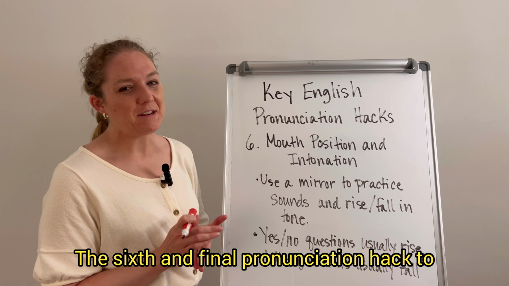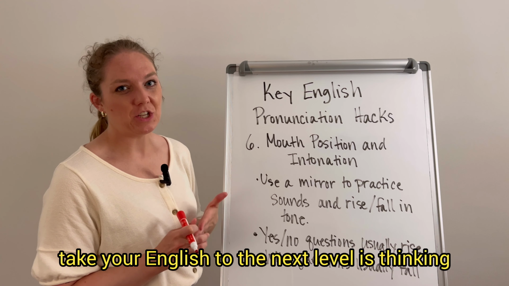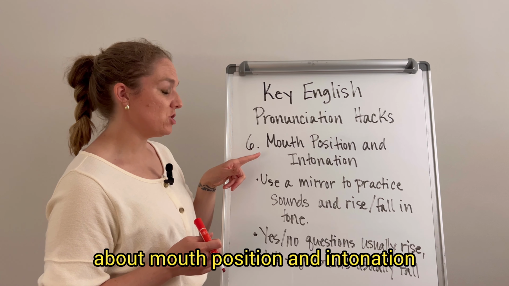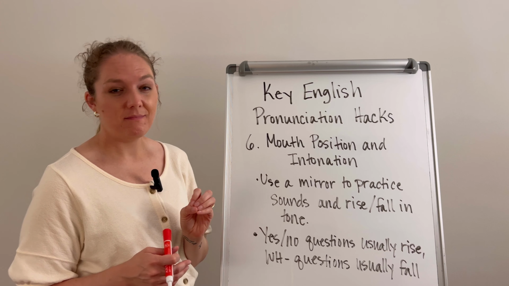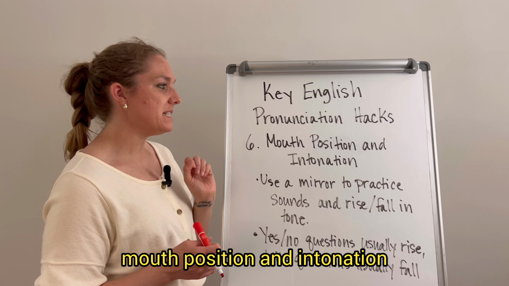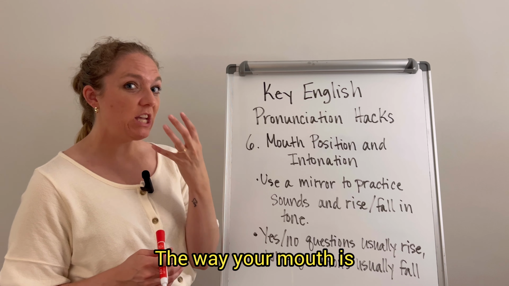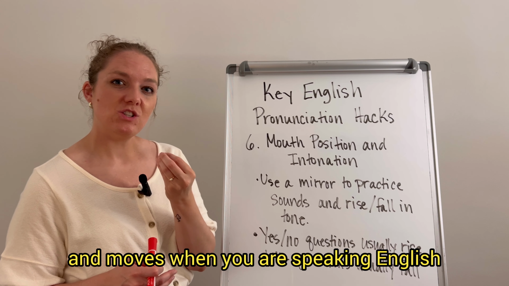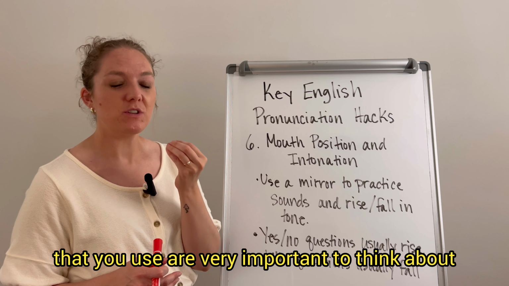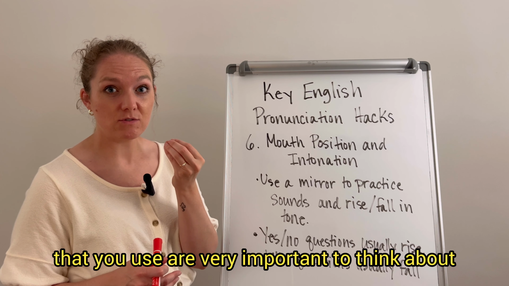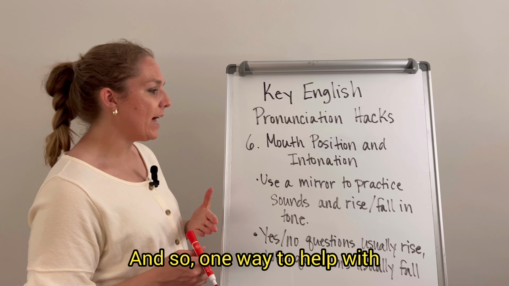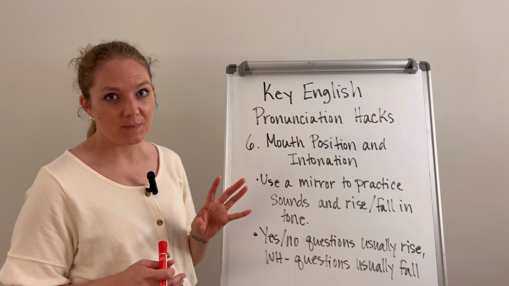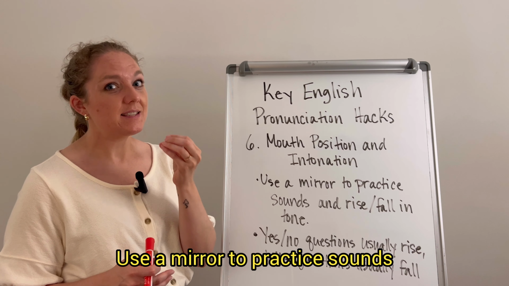The sixth and final pronunciation hack to take your English to the next level is thinking about mouth position and intonation. The way your mouth is and moves when you are speaking English and the muscles that you use are very important to think about. And so one way to help with that is to use a mirror to practice sounds.